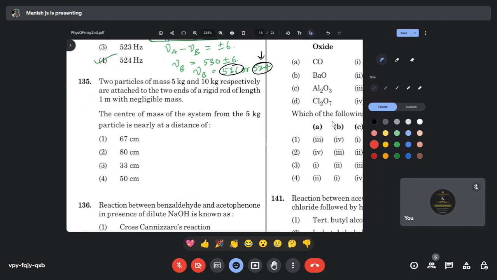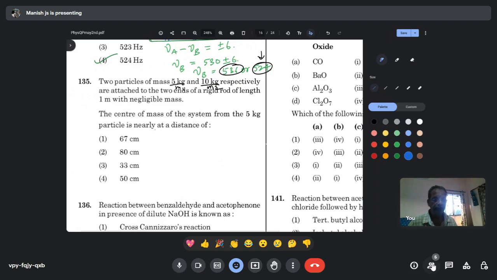Two particles of mass 5 kg and 10 kg are attached to two ends of a rigid rod of length 1 meter with negligible mass. The center of mass of the system from the 5 kg particle is nearly at a distance of what? So where is the center of mass of the system? At what distance is what they are asking. They have given you the masses. Let 5 kg be M1 and let the other mass be M2.